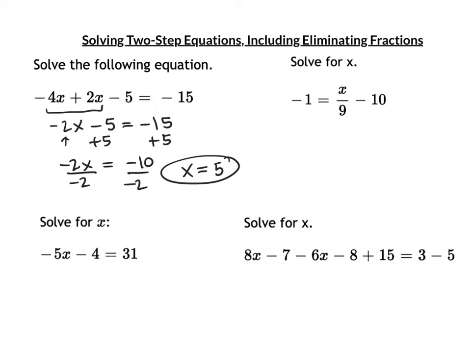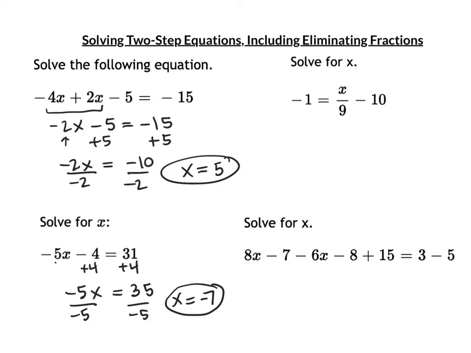In the lower left here, very similar to a previous question on the previous page. Again, we do the coefficient last. That's the 5. Last thing we do, get the variable by itself. So we'll add 4 to both sides. Negative 5x equals 35. Now we've got multiplication by the x. The negative 5 is times x, so we'll divide by negative 5. And 35 divided by negative 5 is negative 7.